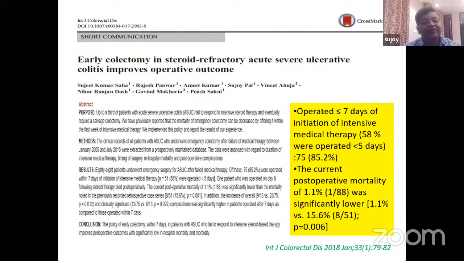So our conclusion was that we were able to lower the mortality by implementing strict criteria of operating on patients who do not respond to steroid therapy within 7 days of institution of intensive therapy. Here we could reduce the mortality of emergency surgery drastically from 15% to about 1%. But this, of course, is a retrospective data analysis, an audit of complications. It's not prospective data, but still it's an important fact that we can look at to decide on the timing of surgery.